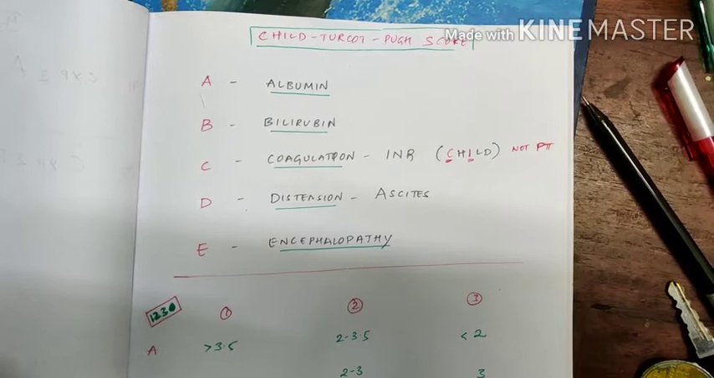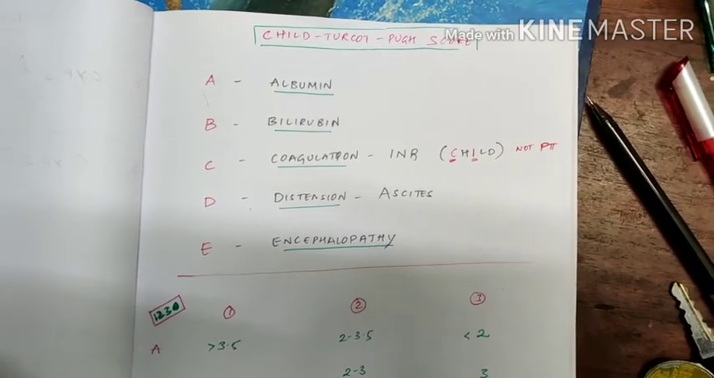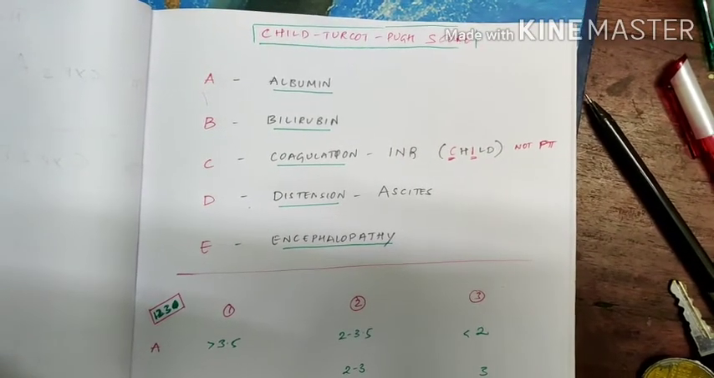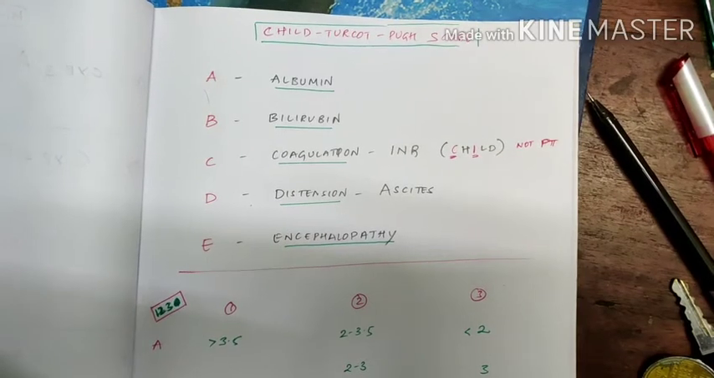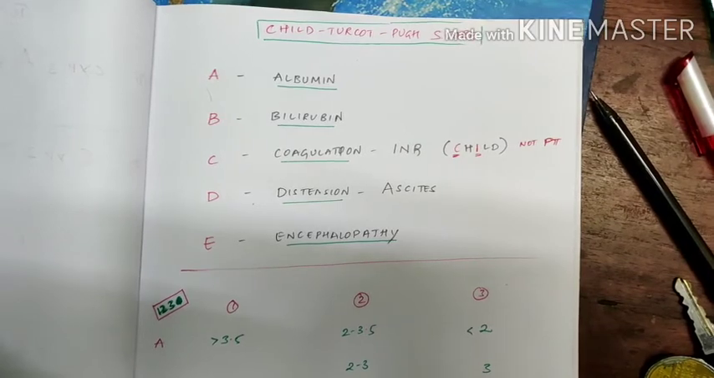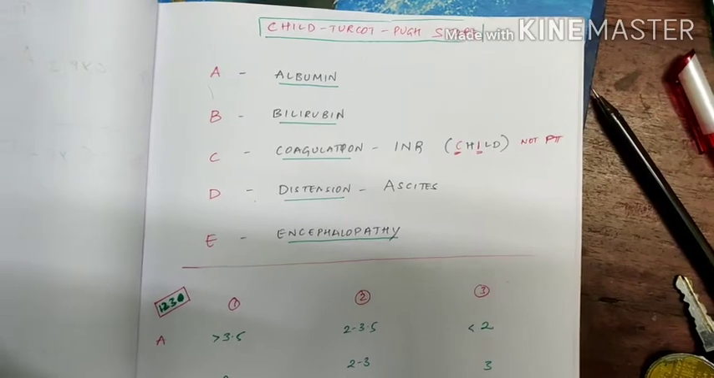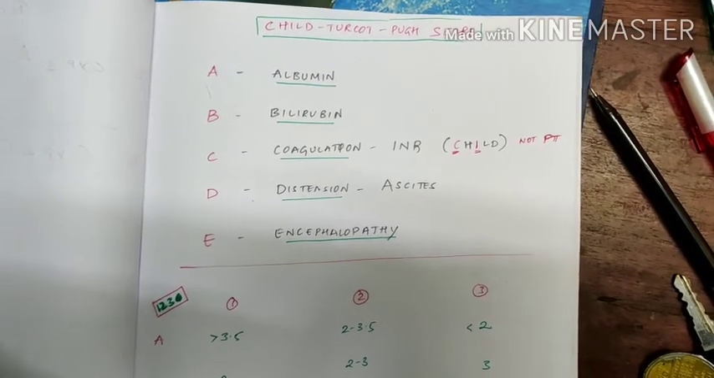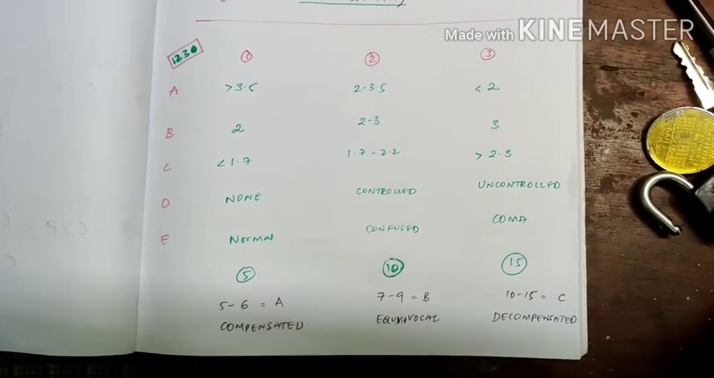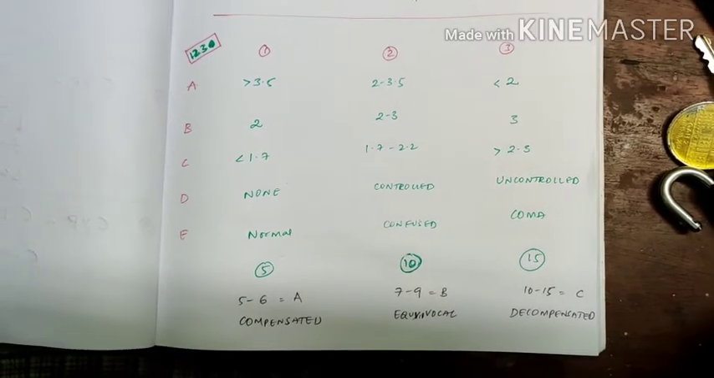But last year in the NEET exam, they didn't ask about the components. They asked to calculate the Child score and tell which group it belongs to. In Child's score, there is A, B, and C, right? For calculating it, we should remember some values, but it is easy to remember. Just come to the values now. You have to remember just 1, 2, 3 points, and all the values revolve around the numbers 1, 2, 3 only.